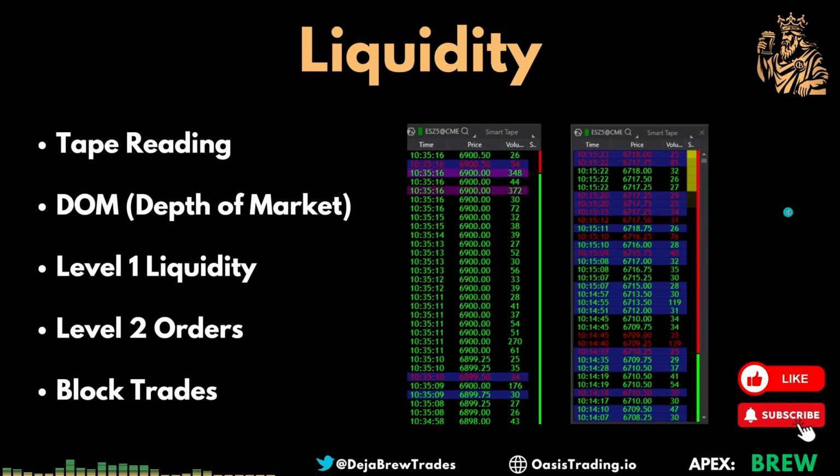And finally, we're going to close it up by breaking the liquidity down based on tape reading, the depth of market, also known as the DOM, level 1 liquidity, level 2 liquidity or level 2 orders, and finally, the really big orders that are taking liquidity, the block trades, right?